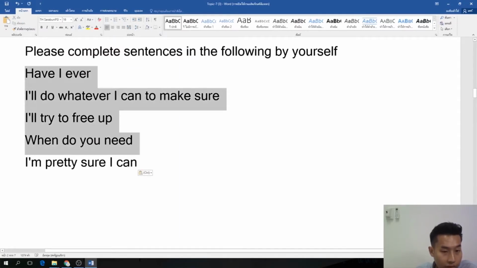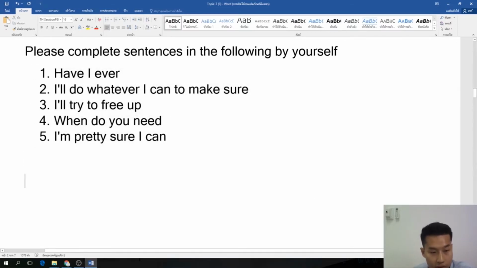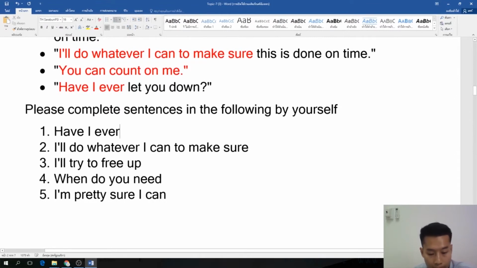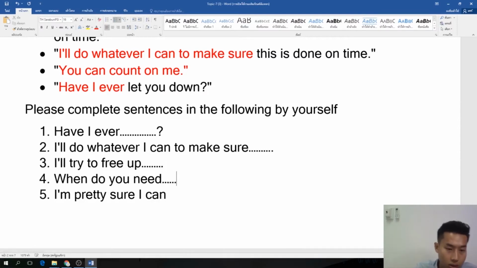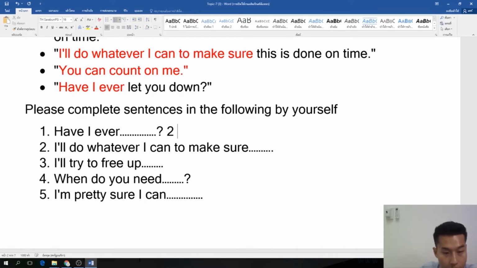Okay, right now we have around 5 sentences for you to do, and try to complete the sentence. This one is a question, right? And then this one answers the question. Okay, so we have the 5 sentences. Each one I will give you around 2 sentences.